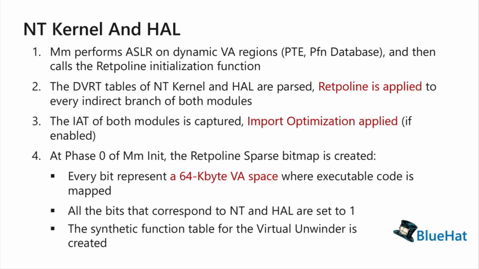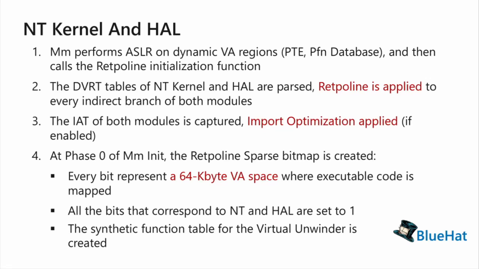So what does it do? We analyze each DVRT table, and we skip the ones that are for the dynamic VA regions. We detect only the DVRT entries that are related to Retpoline. We parse them and we apply Retpoline to each indirect branch of NT kernel and of HAL. After that, we capture the IAT of NT and HAL. As you probably know, both NT and HAL import from very few modules because they are the core of the kernel. And yes, we apply even import optimization.